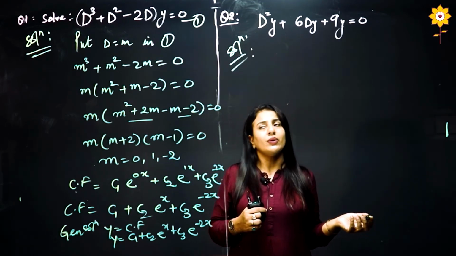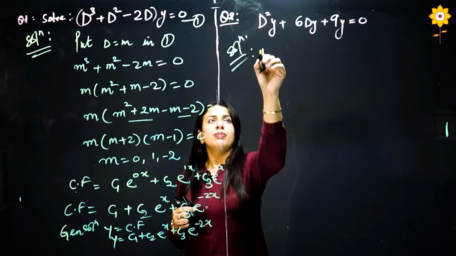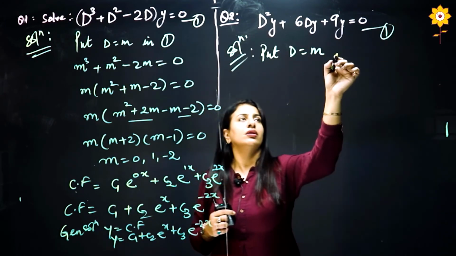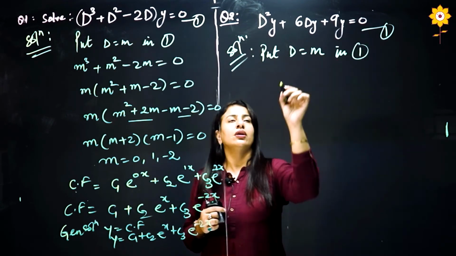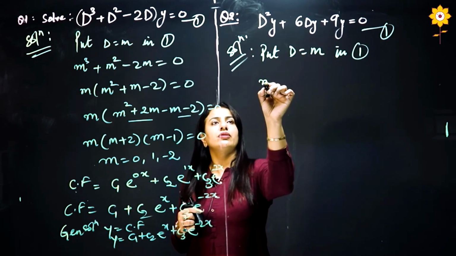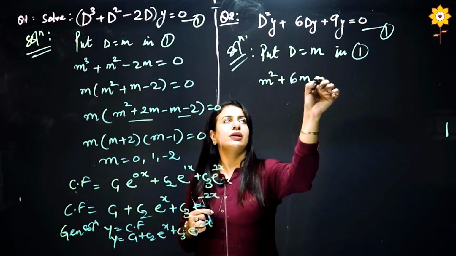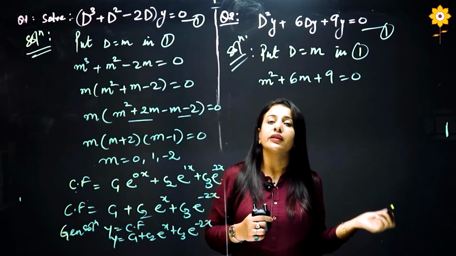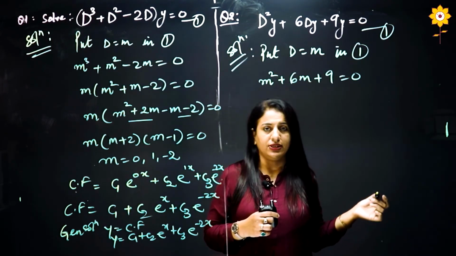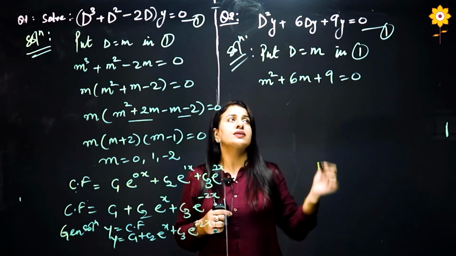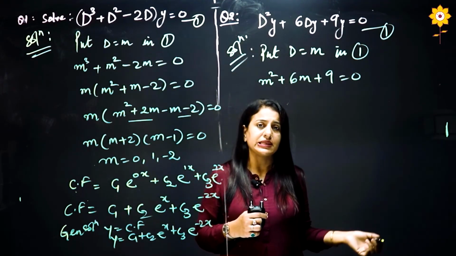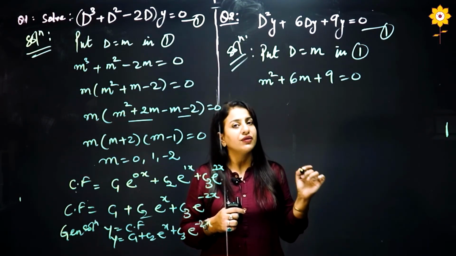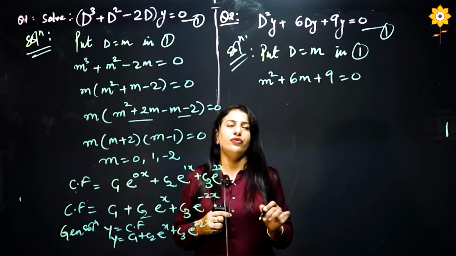Now we will solve this equation in the similar pattern. So let me put D equals m in equation number 1. When we put D equals m, you will write m square plus 6m plus 9 equals 0. Since the right hand side is 0, you would say this is a homogeneous linear differential equation with constant coefficients, because the right hand side term is 0. Whenever the right hand side term is 0, we say this is a homogeneous linear differential equation with constant coefficients.